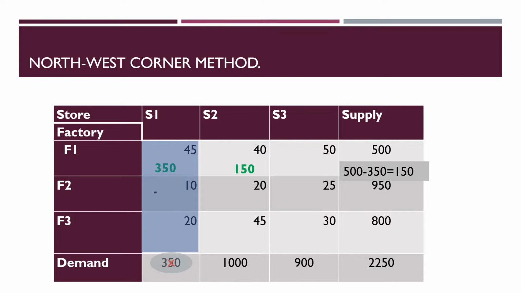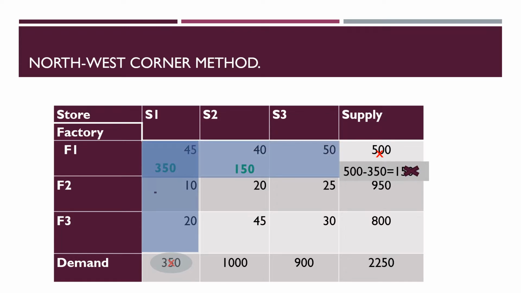When we allocate 150 to that particular cell, all the supply is fulfilled from the F1 factory. Therefore, we cannot supply anymore. Therefore, I will hide the F1 row as well, because we have satisfied the supply.